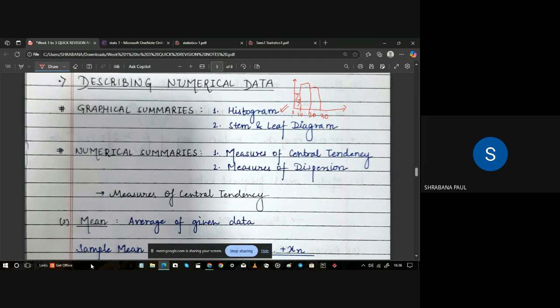So whenever a histogram comes in a question, keep the word interval in mind. A histogram links with a bar graph plus intervals.